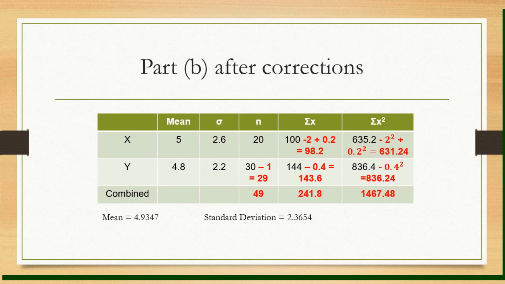And then for set y, what's going on? Set y is quite direct. We're actually going to remove the data. Okay, so remove the data. Don't forget to correct your n. Can you see that? I've done it for you. 30 minus 1, you get 29. Sigma x originally is 144, you minus 0.4, right? Why do you do that? Because you want to take out 0.4, isn't it? Okay, sigma x squared is 836.4 originally from part A, and you minus 0.4 squared. Why minus 0.4 squared? You're taking out 0.4.